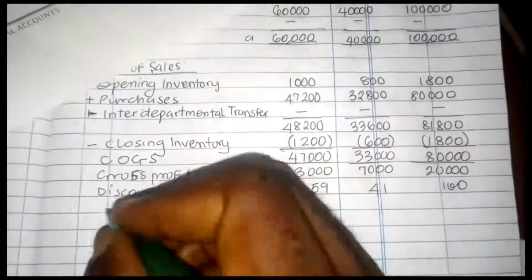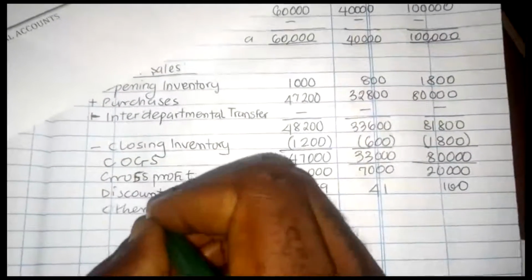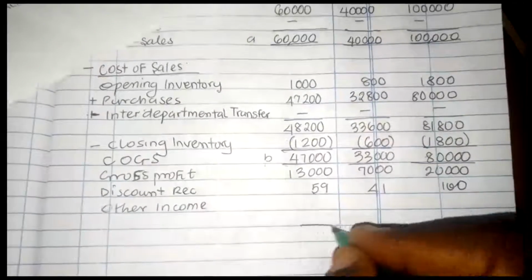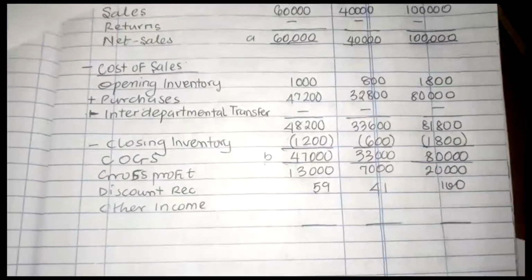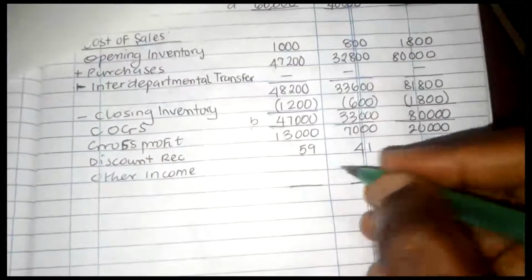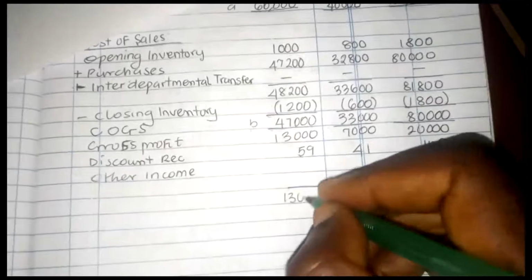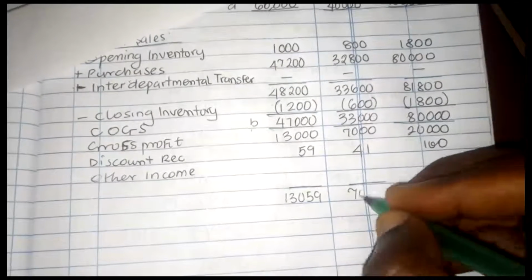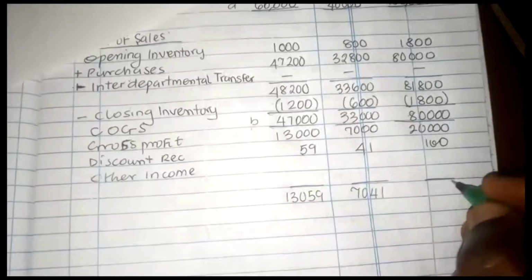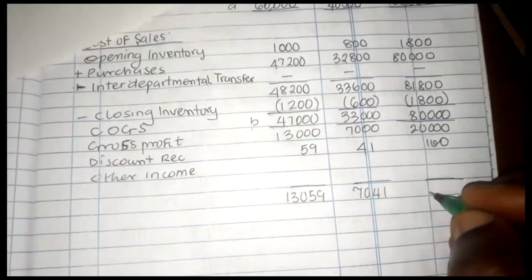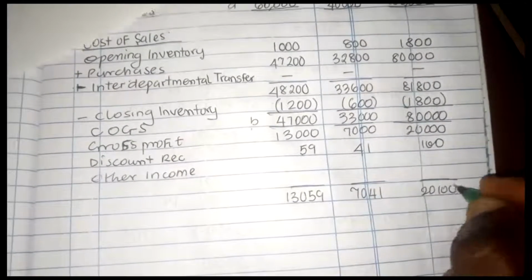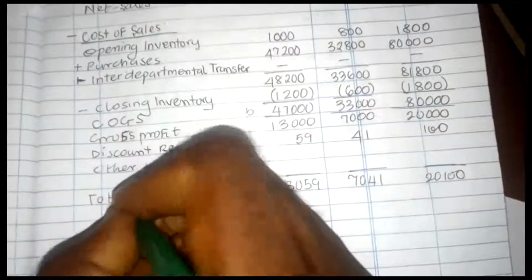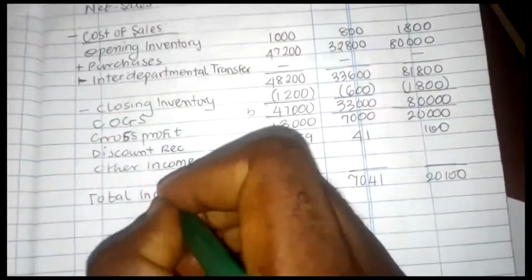So other income, there is none. So you can just add this. Let us add this. This will give us 13,059 naira. This is 7,041 naira, and the total will give you 20,100. Okay, so this is our total income. Students should take note of that.